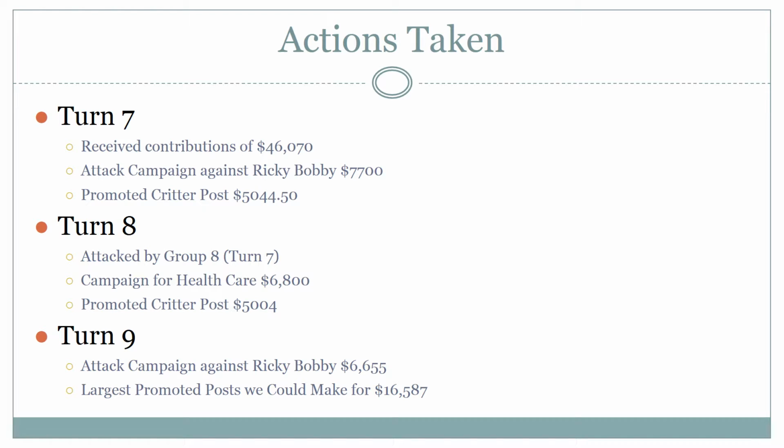We also promoted a religion-focused online post to over 2,700 residents in the same areas at a cost of just over $5,000. We were attacked by Group 8 in Turn 7 on our healthcare stance and wanted to reestablish our position in this issue in our KSAs. Campaigning on healthcare now will give us a chance to improve our standing versus the competition while giving us an opportunity to promote religion during the final turn.